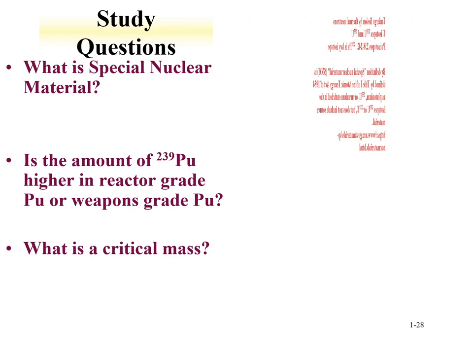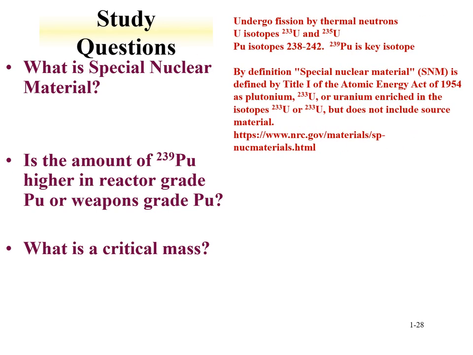Well, special nuclear material is material that can undergo fission by thermal neutrons. Uranium isotopes, uranium-233 and uranium-235 are special nuclear material. And actually, by definition, plutonium isotopes 238-242 are also considered special nuclear material. However, the even isotopes do not undergo fission by thermal neutrons. And for plutonium, plutonium-239 is the key isotope.